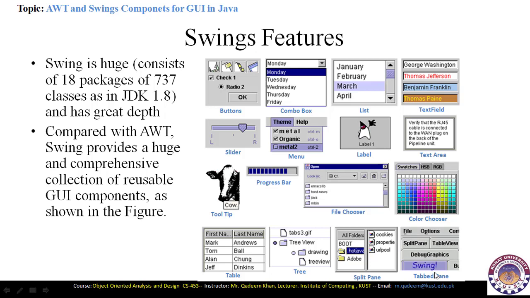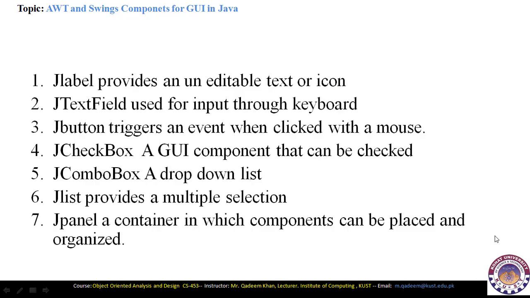These are the tab controls. Tab controls are also very much useful. If I click on a tab, then this portion of the GUI will appear. If I click on this tab, another portion of the GUI associated with this tab will appear. Now we have different components of the GUI.